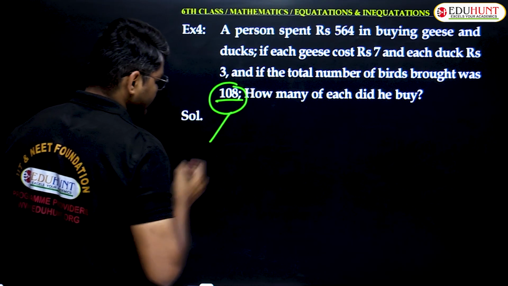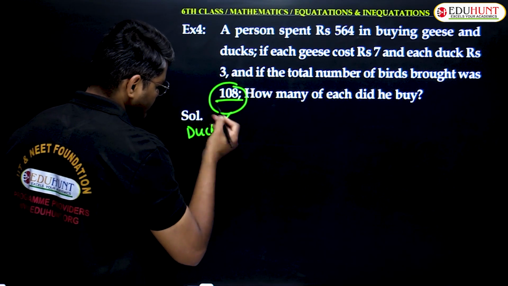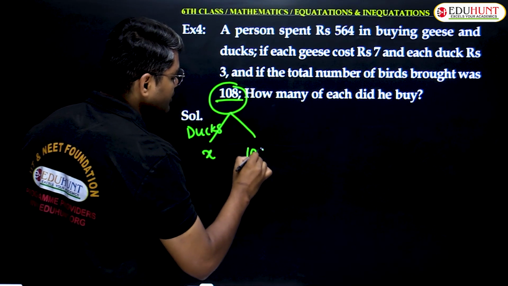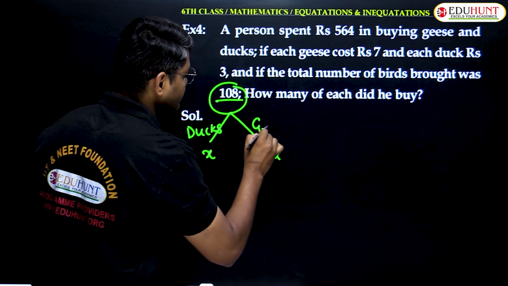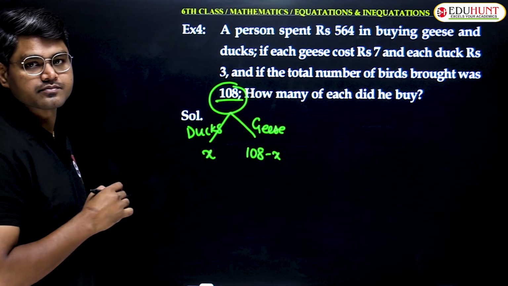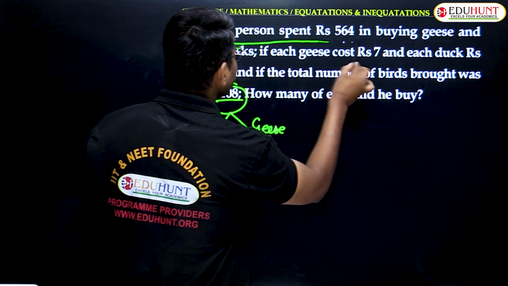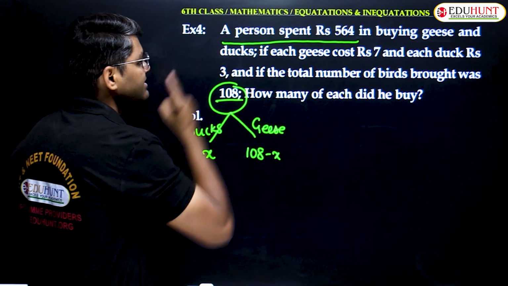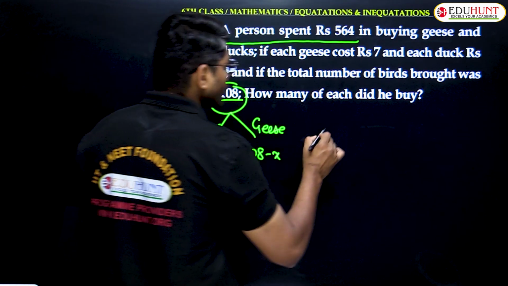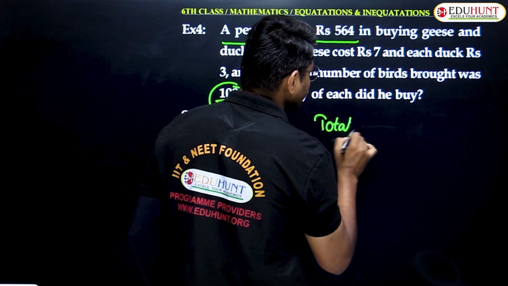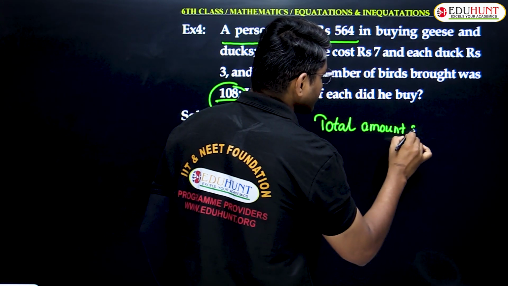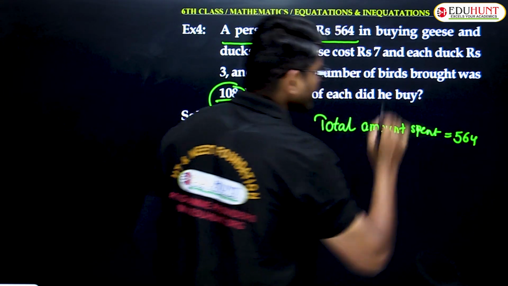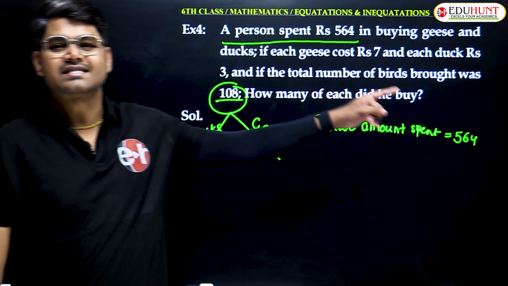If the number of ducks is x, then the number of geese will be 108 minus x. Got my point? How much amount did he spend on both geese and ducks? 564 rupees. So, total amount spent is 564 rupees. How do we get this 564 rupees?